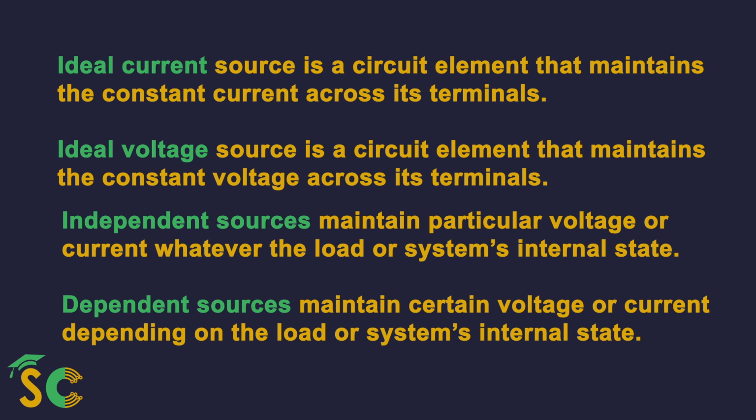Ideal voltage and current sources are circuit elements that maintain a constant voltage or current across their terminals. Independent sources maintain a certain voltage or current in the circuit independently of the load or the system's internal state. At the same time, dependent or controlled sources maintain certain voltage or current levels in the circuit depending on the load or the system's internal state.